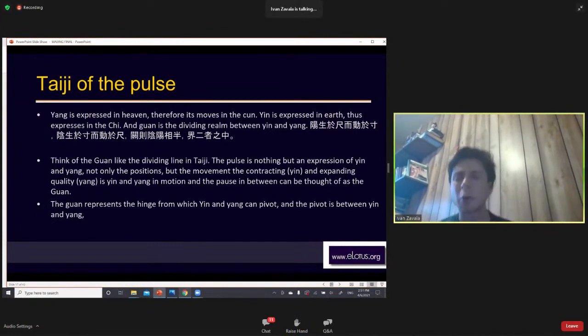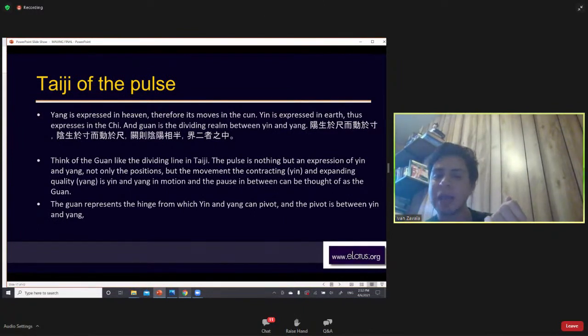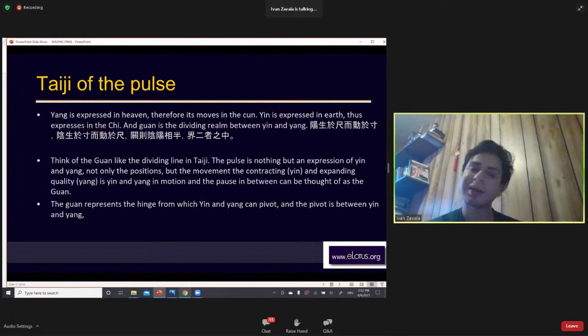So the Guan is not just a pulse position. It's also when you take the pulse and the breath between expanding and contraction, that pause, that can be seen as Guan, right? Because it's the intermediary gate. So the Guan represents the hinge from which yin and yang can pivot. And the pivot is between yin and yang. So that's why I always recommend for people when they take the pulse to first locate the Taiji aspect. First locate the Guan, because from there we can pivot our fingers into Chun and Chi. Then we can locate heaven and earth. But first we have to enter the gate. First we have to locate the realm in between, and then we could find the realm of heaven and earth, right? So Guan is very important because it's basically the border between two dividing realms, right?